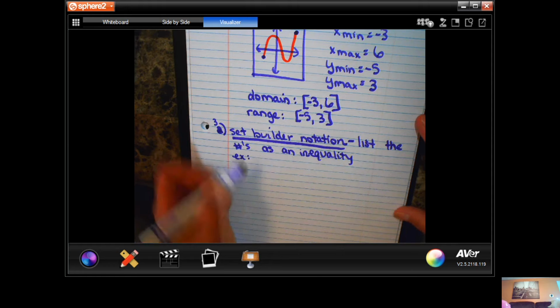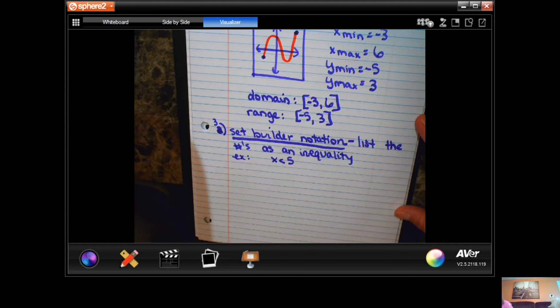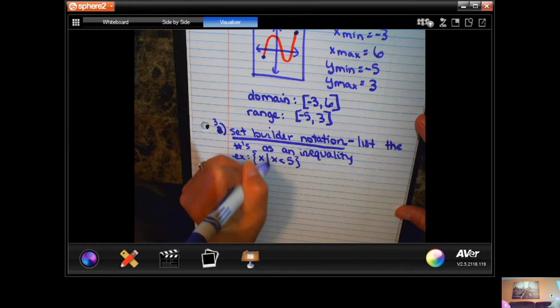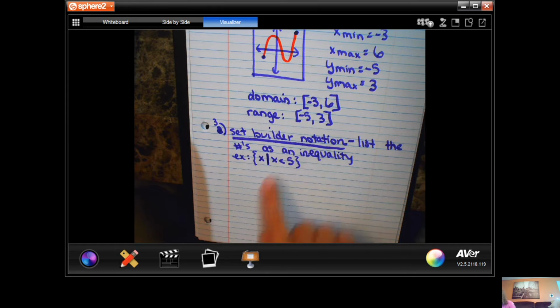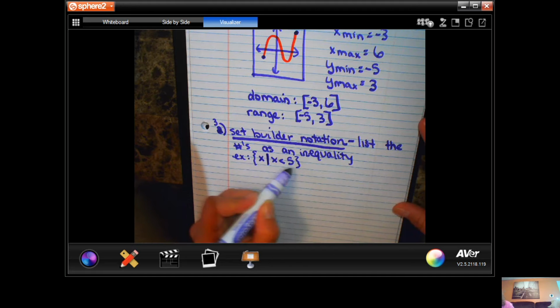So an example of set builder notation would be something like this. I'm going to leave a little bit of space. X is less than 5. But unfortunately, we have to put brackets around it, and we have to put this X with a little bar here or a colon. That would be set builder notation. You state the letter you're using and you have the inequality next to it.